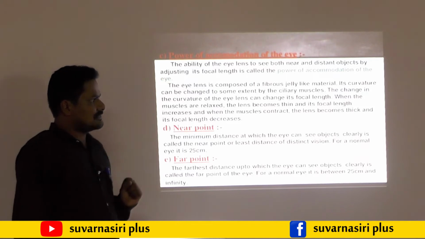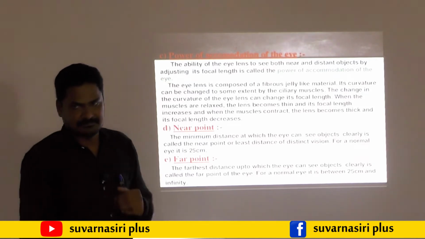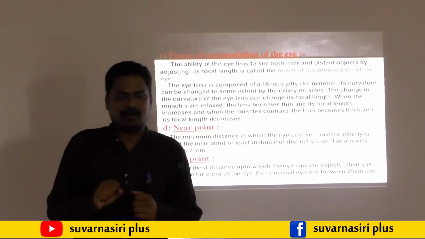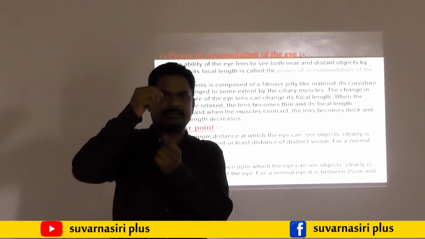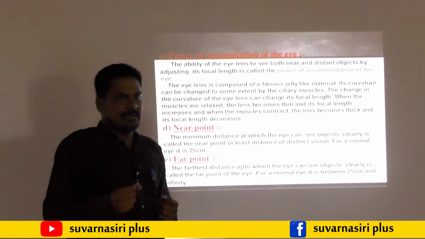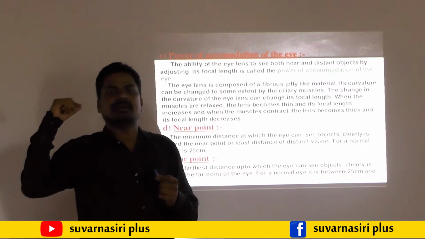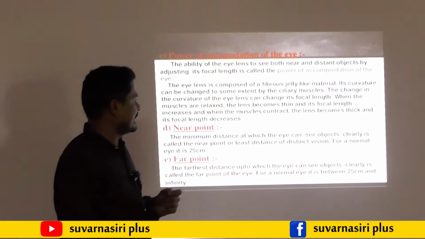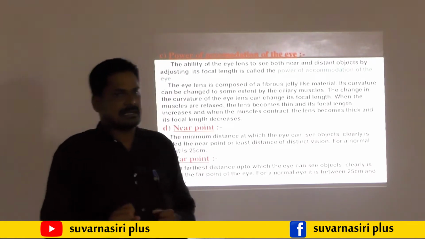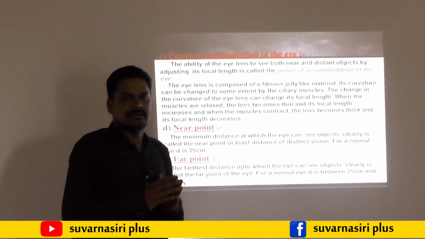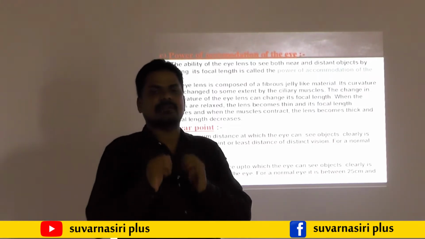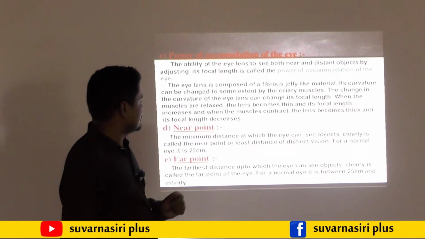Here we have to see what happens when we see a far object. The ciliary muscles are contracted, so the lens of the eye becomes thin. Due to that thin lens, we see far objects very clearly. And if we see near objects, the ciliary muscles are relaxed, so the lens of the eye becomes thick. Due to that, we can see near objects very clearly.